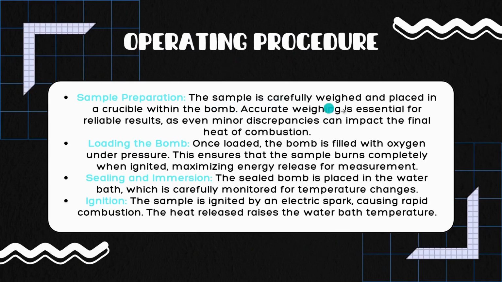Sample preparation. The sample is carefully weighed and placed in a crucible within the bomb. Accurate weighing is essential for reliable results, as even minor differences can impact the final heat of combustion. Loading the bomb. Once loaded, the bomb is filled with oxygen under pressure. This ensures that the sample burns completely when ignited, maximizing energy release for measurement. Sealing and immersion. The sealed bomb is placed in the water bath, which is carefully monitored for temperature changes.